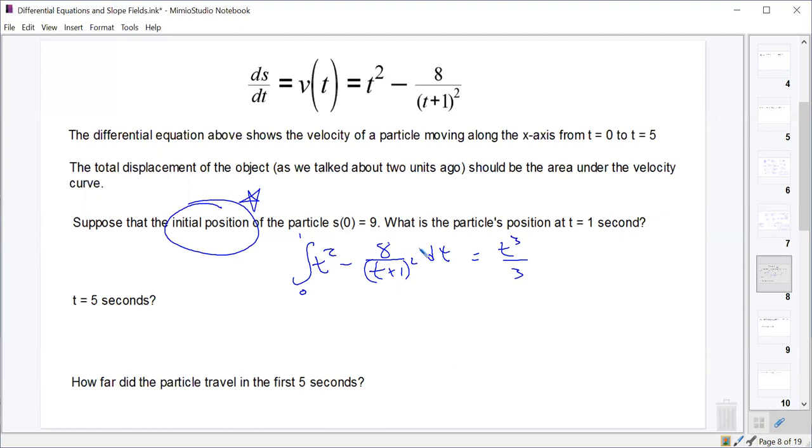How do I integrate 8 over (t + 1) squared? 8 over (t + 1) squared is like 8 over u squared with u equal to t + 1. And du is still just dt. So it's really just 8 over u squared, or 8u to the -2. What's the integral of 8u to the -2?